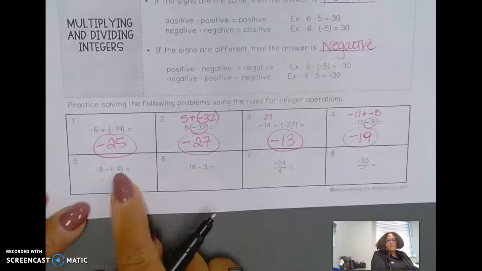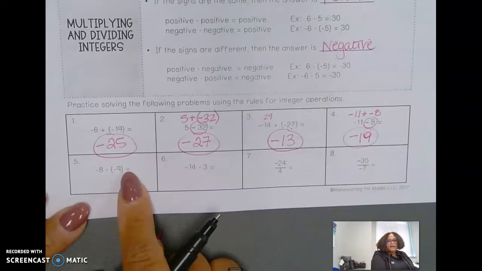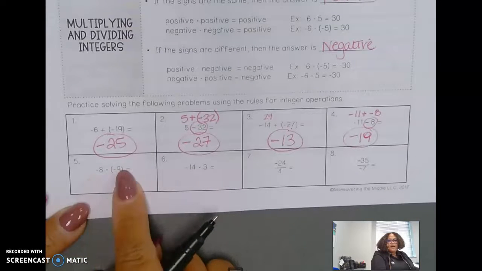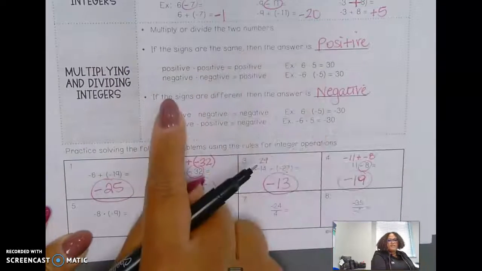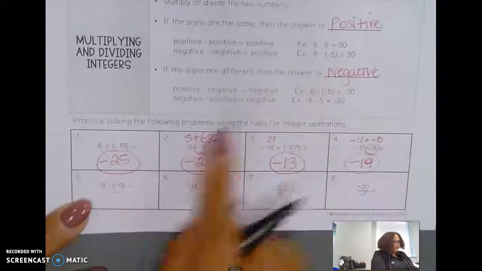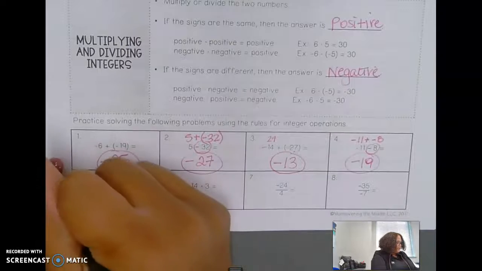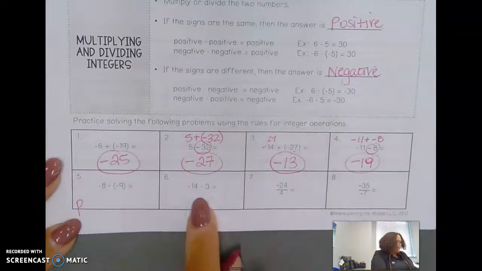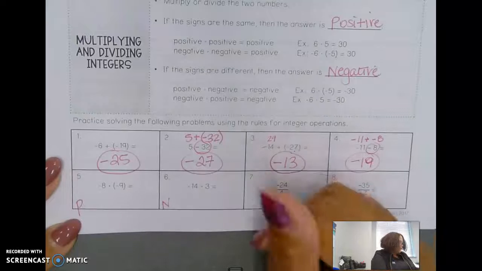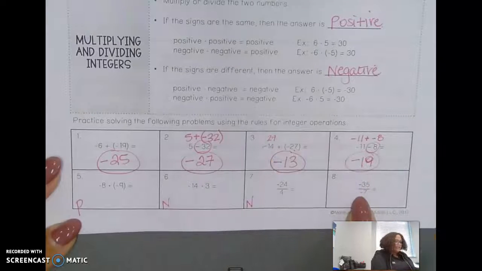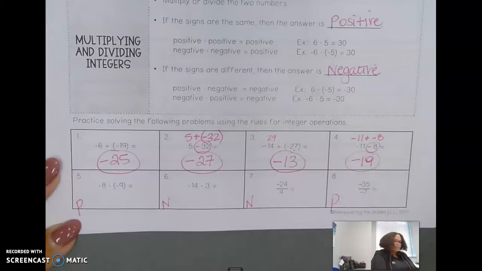All right, now I'm multiplying and dividing. Okay, same signs, positive answer. That's what we just wrote here. Signs are the same, answer's positive. Signs are different, answer's negative. Here, this is a positive answer. I'm going to put a P for positive. These are different, N for negative. These are different, N for negative. These are the same, P for positive.